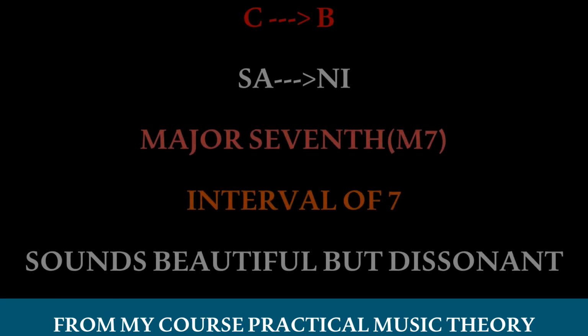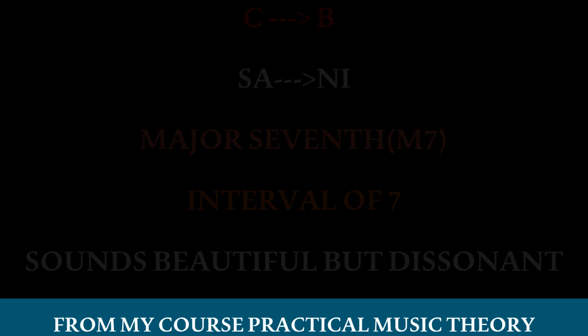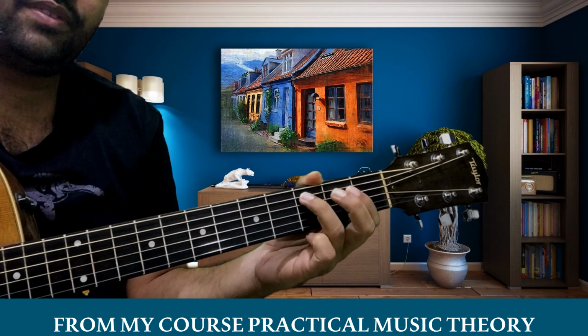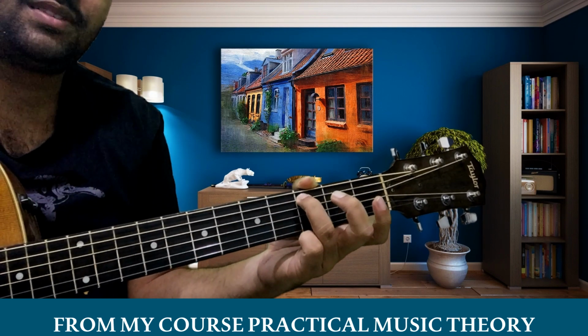Now the next interval is between the first and the seventh note of the major scale, or the C to the B, that is Sa to the Ni, and it's called the major seventh, which is designated as capital M7, and it sounds beautiful, but there is a certain element of clashiness or dissonance to the sound. Major seventh is between C and the B. B is the second open string.